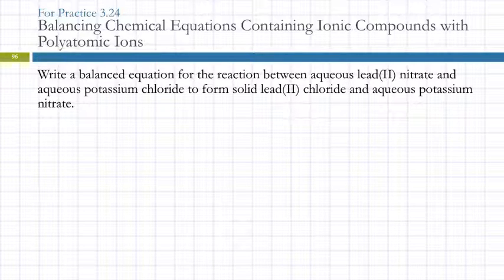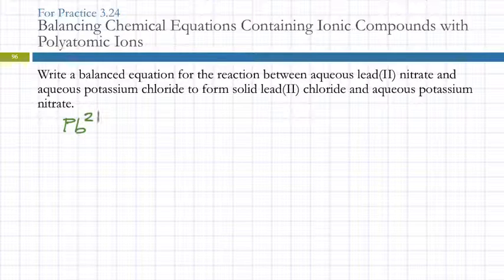Let's do one more. Balanced equation for the reaction between aqueous lead-2 nitrate and aqueous potassium chloride to form solid lead-2 chloride and aqueous potassium nitrate. These are ionic compounds, aren't they? We've got lead and potassium in them, so metals, they're going to be ionic. So to write these ionic formulas, we need the formulas for the ions with their charges. Lead-2, what's the formula for that ion?